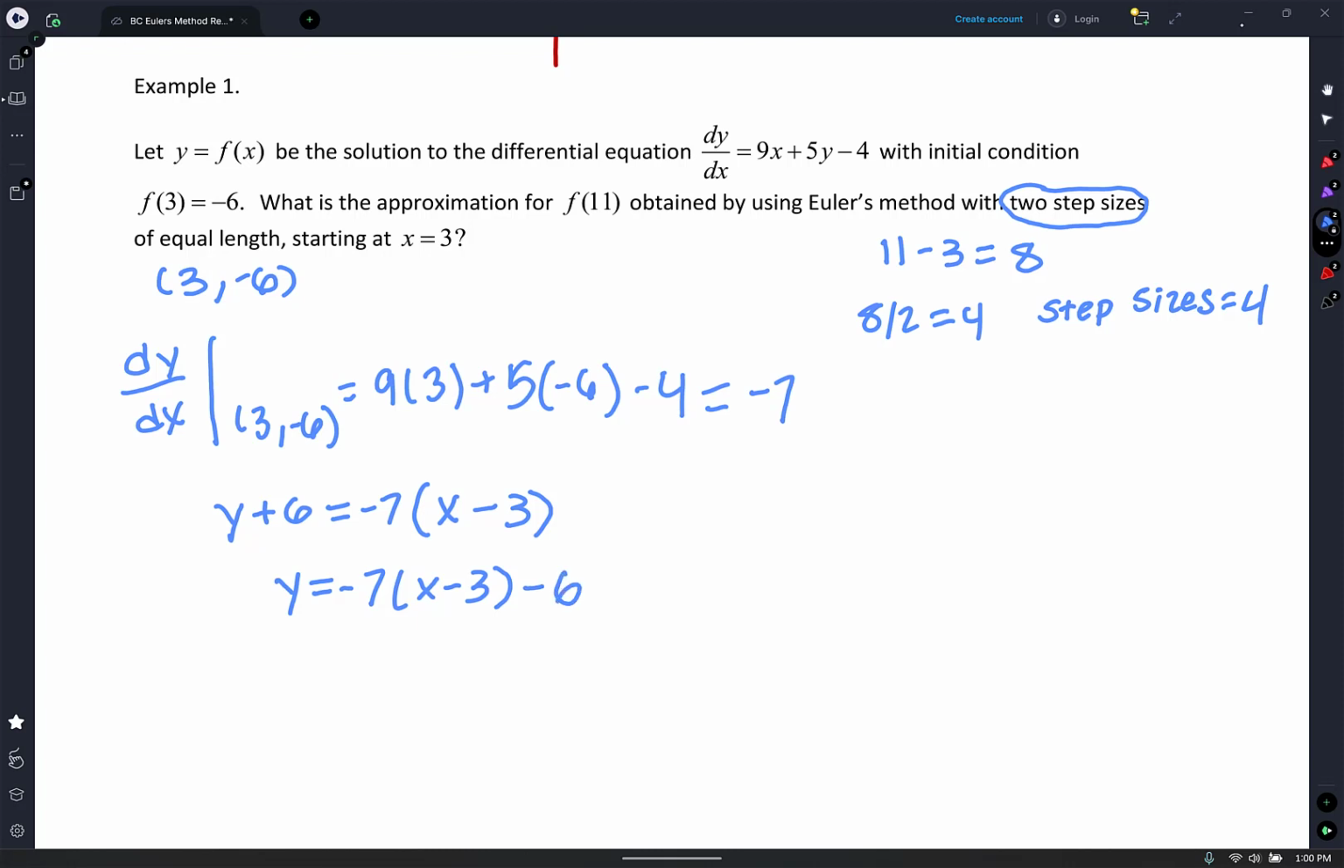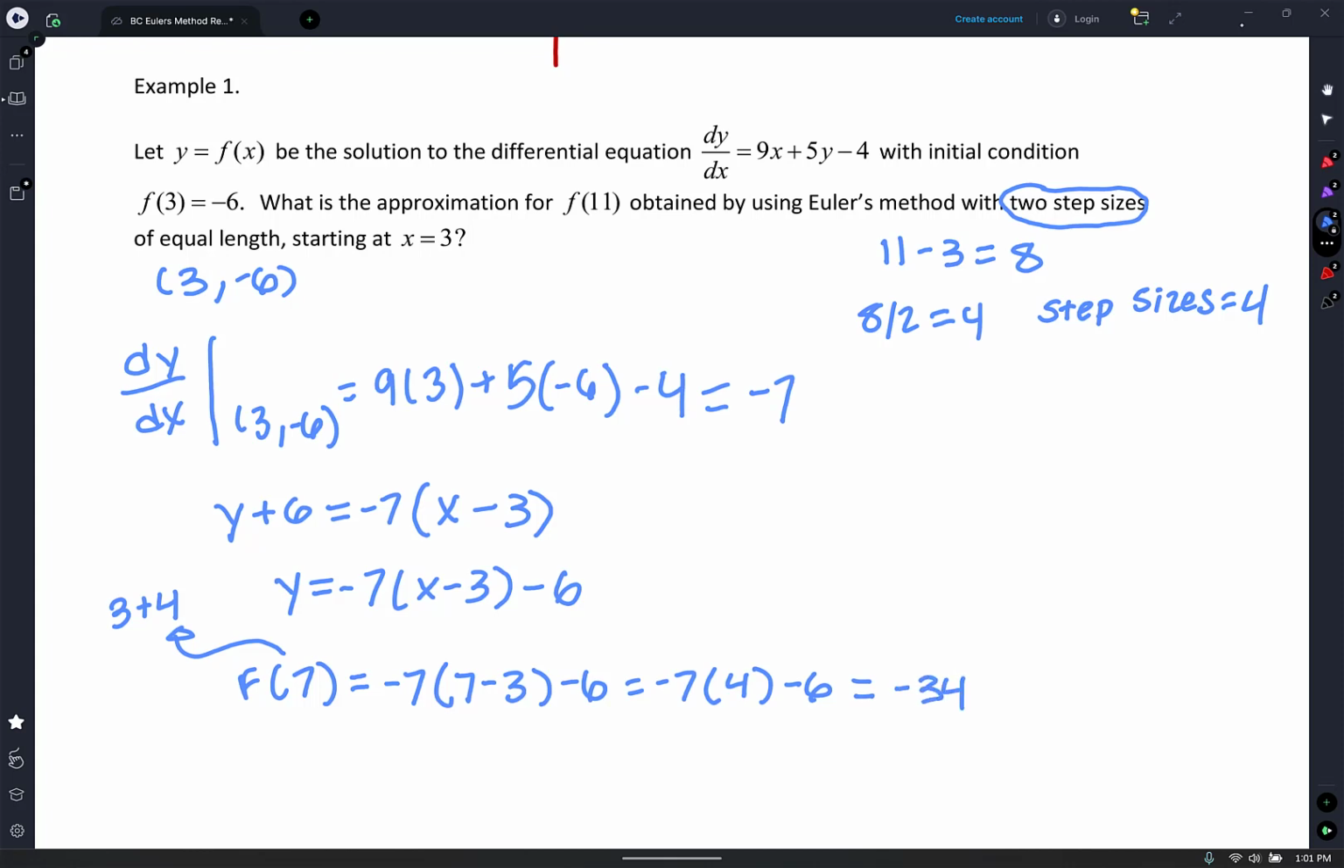And now we're going to solve for f at the first step size. So 3 plus 4 is 7. So we're going to solve for when x equals 7, and we got that because we're starting at x equals 3. So I'll write that to the side: 3 plus 4, which is the first step size. And then we're going to plug it into our equation, which is equal to negative 7 times 4 minus 6, which is negative 28 minus 6. Yeah, negative 34.